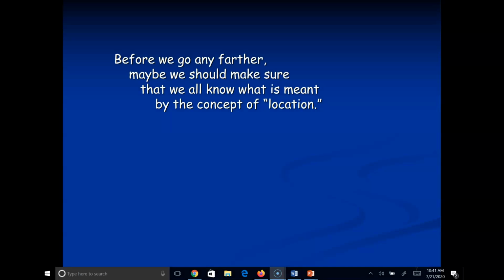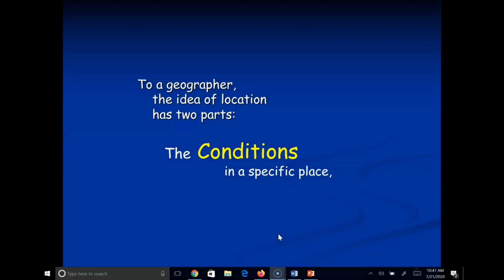Before we go any farther, maybe you should make sure that we all know what is meant by the concept of location. To a geographer, the idea of location has 2 parts. The conditions right here in a specific place. So bears, cold weather, iron ore, low hills, trees, it's sandy, it's rainy. Those are conditions of a specific place.